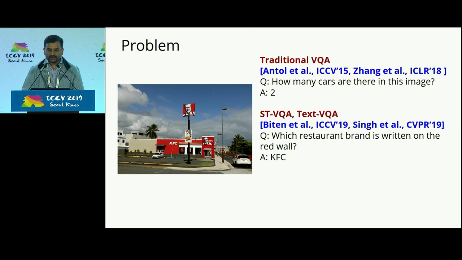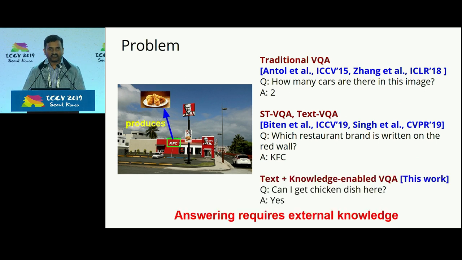More recently, there are works in ICCV 2019 and CVPR 2019 which utilize scene text in the VQA task, but most of these works still ask questions like, which restaurant brand is written on the red wall? We go one step further and ask more natural questions, in a conversational setting, like, can I get a chicken burger here? Answering this question does not just require reading text, but also access to external knowledge.